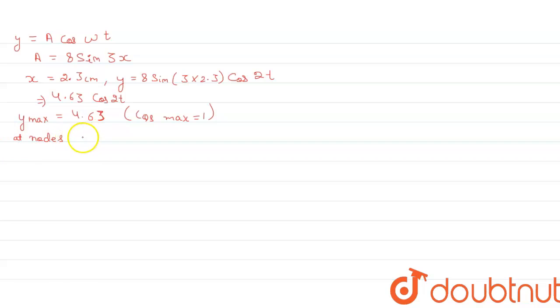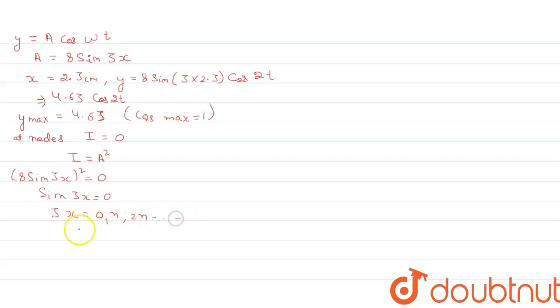Now we can say at nodes intensity I will be equal to 0. So I is equal to A square. From here we can say (8 sin 3x) whole square equal to 0. That comes out to be sin 3x equal to 0, right? And that comes out to be 3x equal to 0, pi, 2 pi, and so on, for any value of n. So the value for x will be equal to 0, pi by 3, 2 pi by 3, and so on.